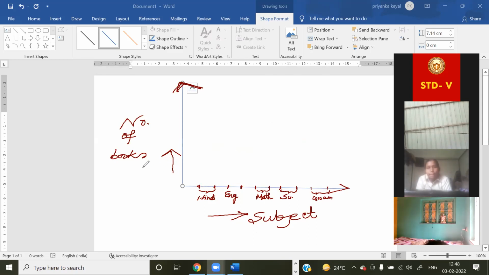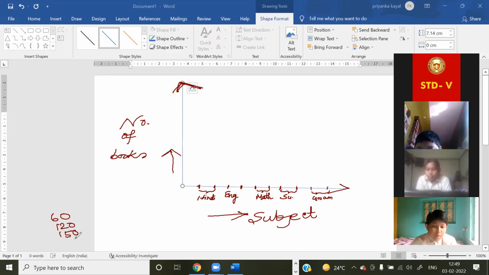Here mark the box. Tell me how many Hindi books are there? 60. How many English? 120. Maths? 150. Science? 130. And 80. Now again we'll have to look at this. Which one is the common factor of all of them? Greatest common factor, HCF, highest common factor.